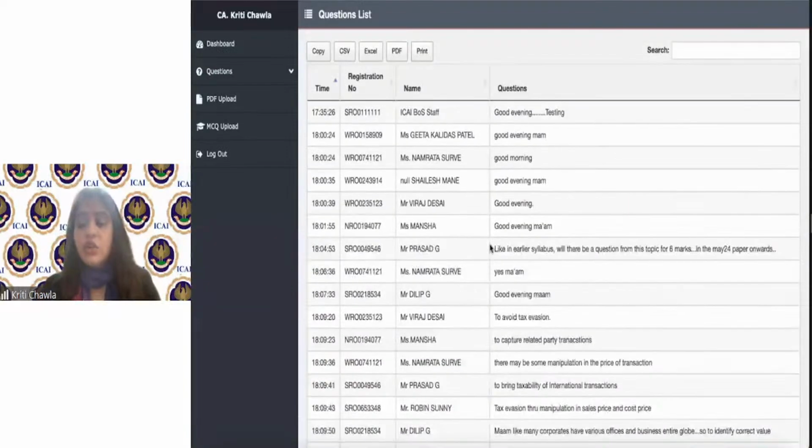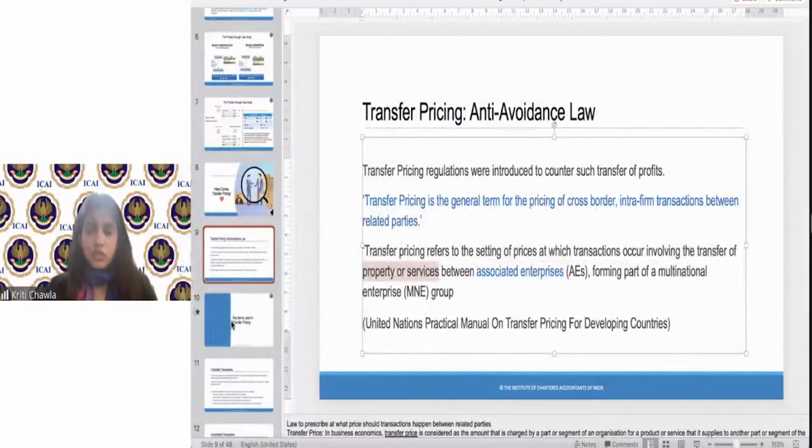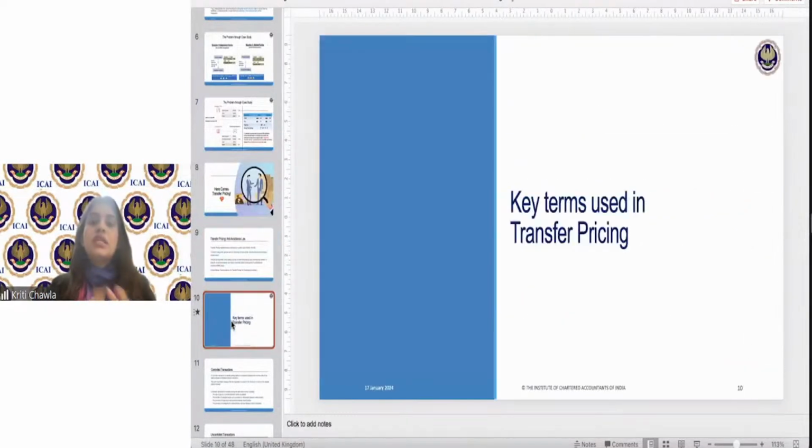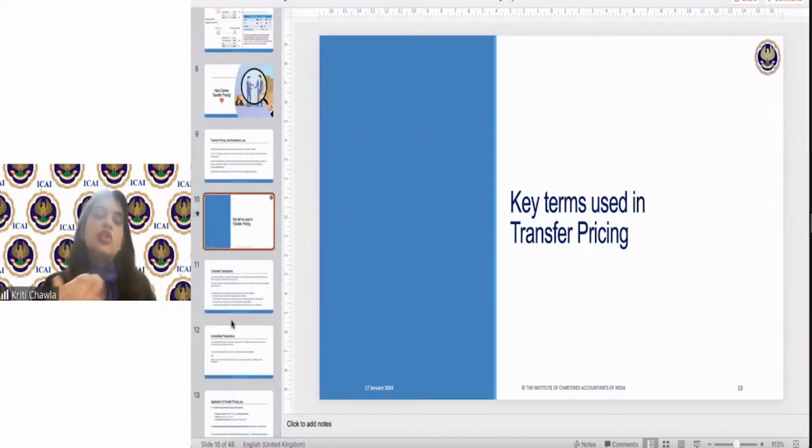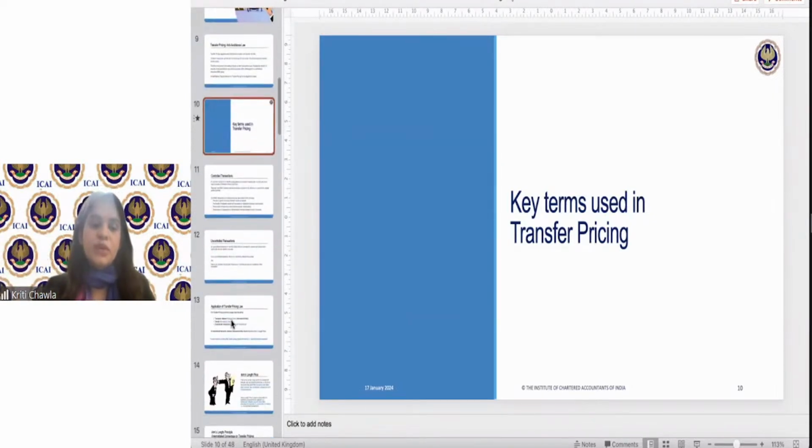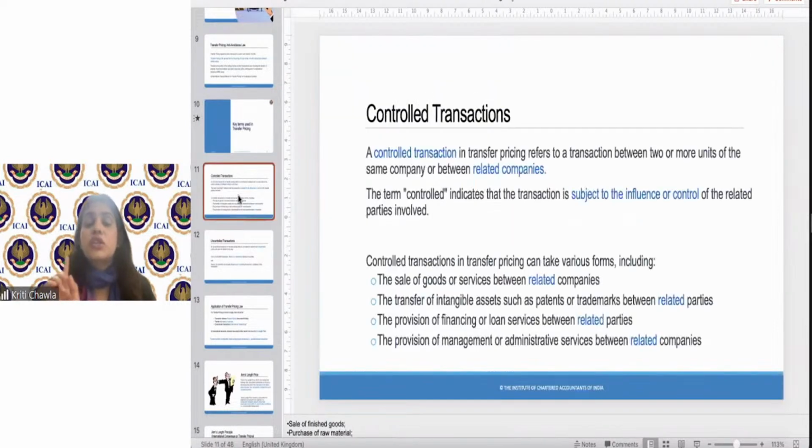So before we go into the details relating to transfer pricing, I'm just going to describe some key terms used in transfer pricing. Although they're not expressly provided in the study manual, I thought let's discuss this in detail, because these are the terminologies we will be using very frequently going forward. So let's discuss this first before we go into the technicalities relating to transfer pricing. The first terminology is something called a controlled transaction.